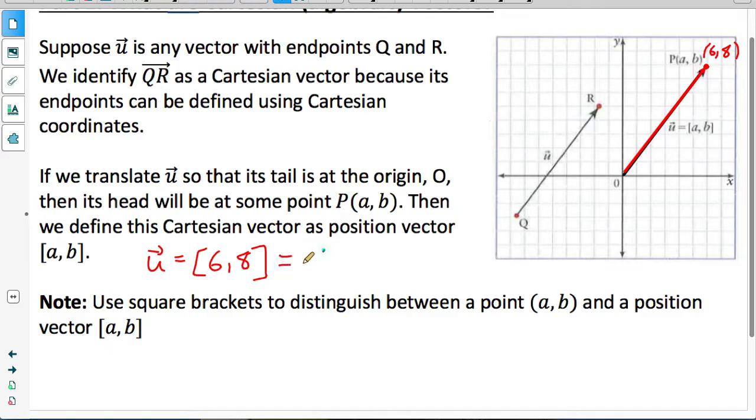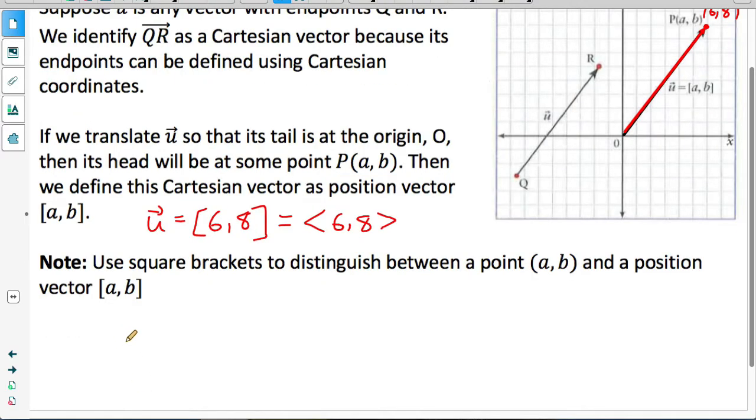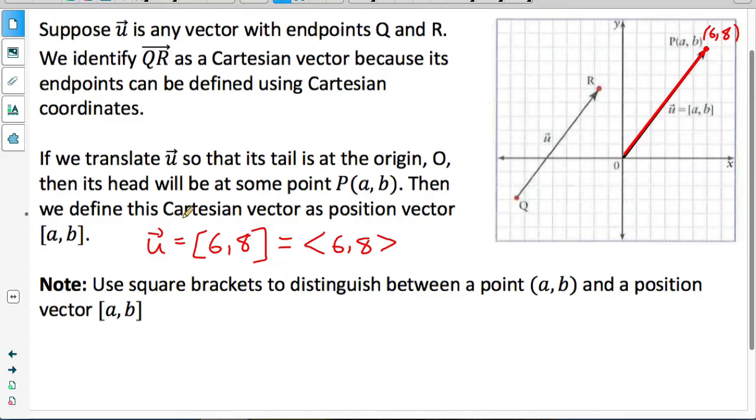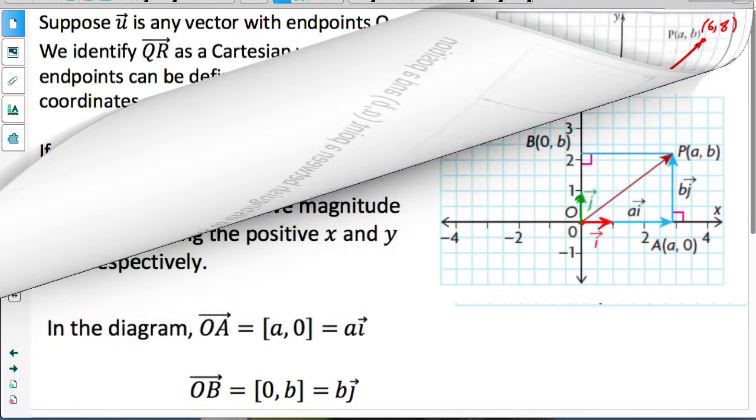Alternatively, you could use triangular brackets like this. This is another notation that means the same thing. So when you see the square brackets or the triangular brackets, know that we have a vector whose tail is at the origin and its tip is at whatever the coordinates of that point are. So key takeaway here: when defining a vector, use square brackets to distinguish between a point and a position vector.